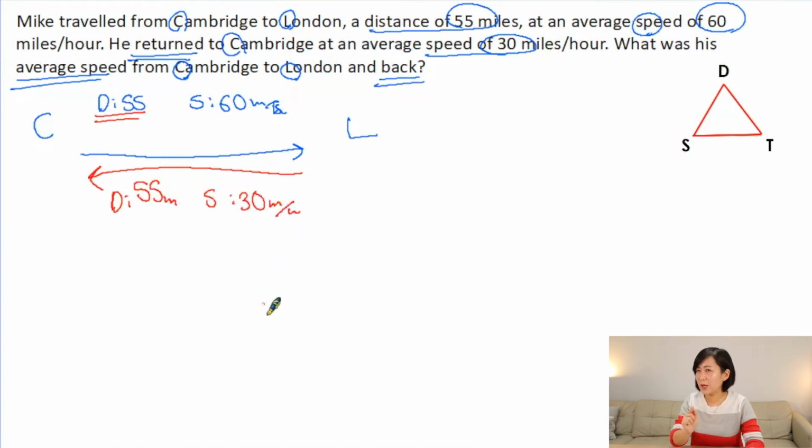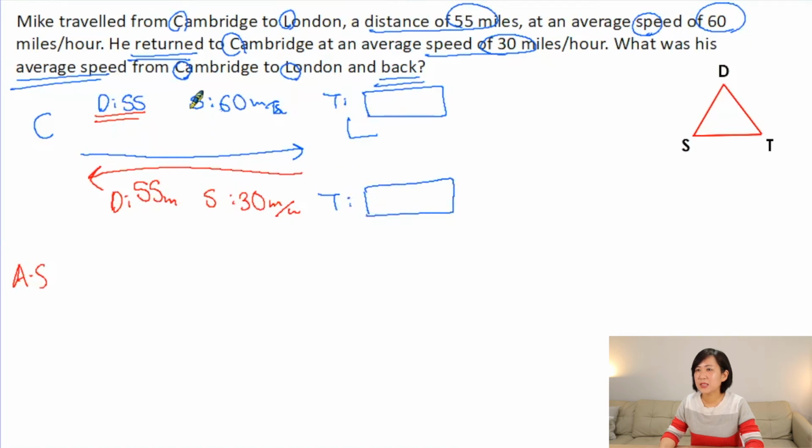This one is a bit tricky because you need to find out the distance of your way back, but realize that the two cities have the same distance. Now, what's missing to find our average speed? We need to figure out our time, right? Our formula for time is distance divided by speed: 55 divided by 60. Then on your way back, 55 miles divided by 30. I'm going to change it into 60 because it's easy to calculate.